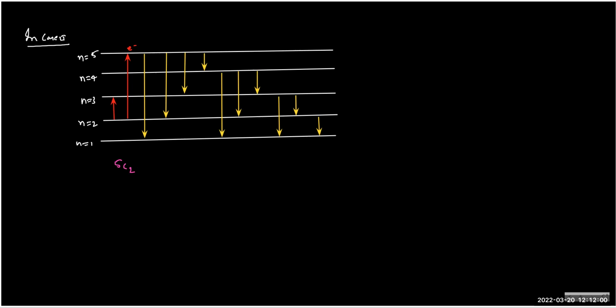And therefore you will get 10 different wavelengths. So the emission spectrum will contain how many wavelengths? That's the question. So the emission spectrum will contain 10 different wavelengths. Understood?